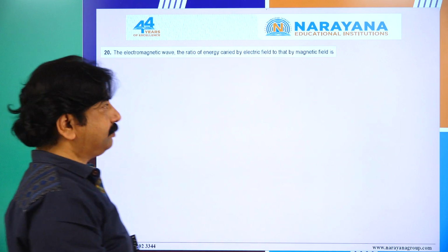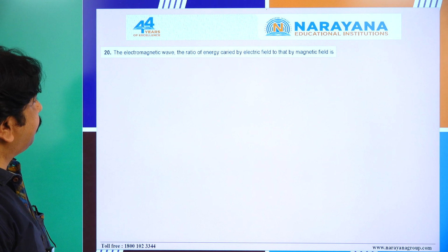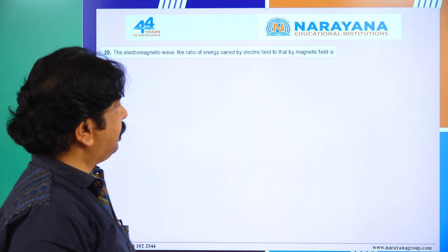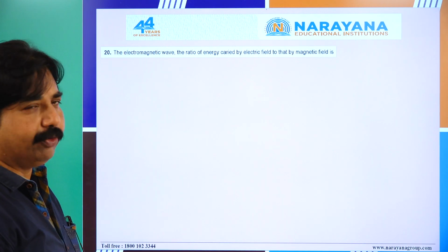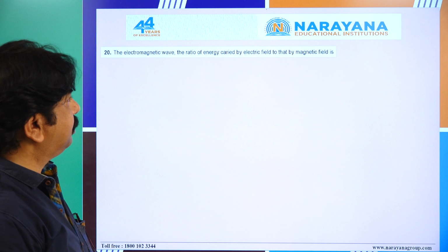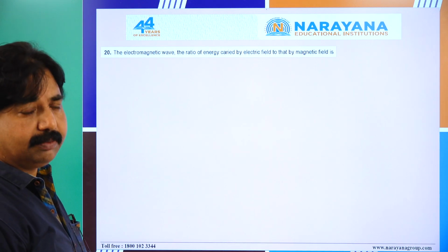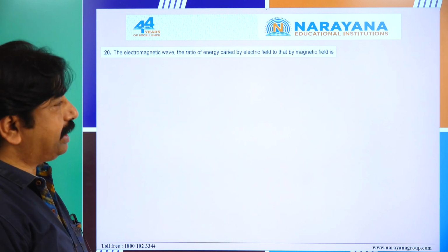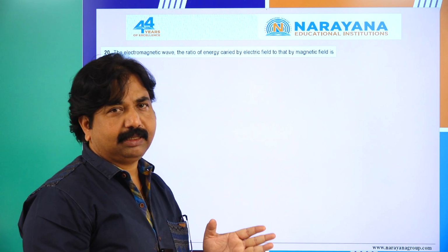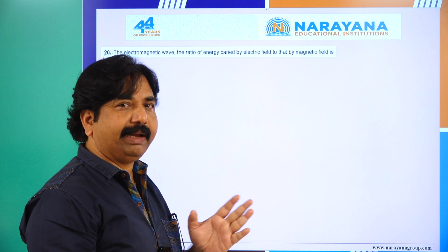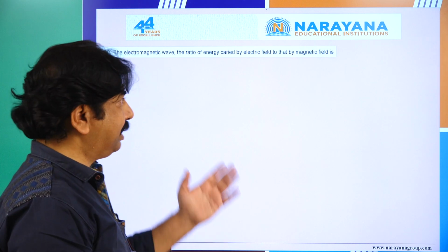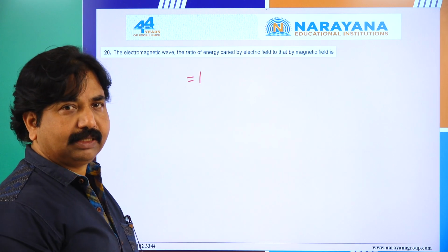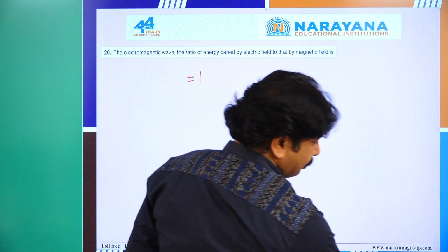We are going to the next question. In an electromagnetic wave, the ratio of energy carried by the electric field to that of the magnetic field. Straight away, this is a theoretical conceptual question. Already we know that in an electromagnetic wave, the energy shared by the electric and magnetic fields is always equal. So the ratio between them should be equal to 1 only. It is a direct question only.